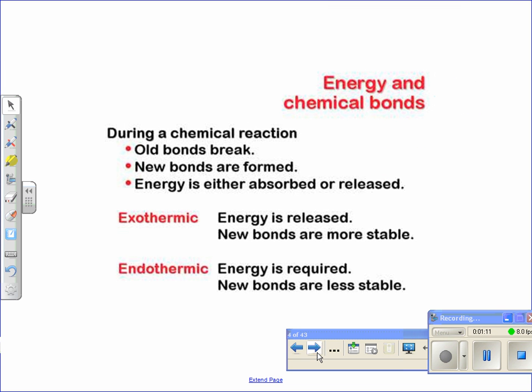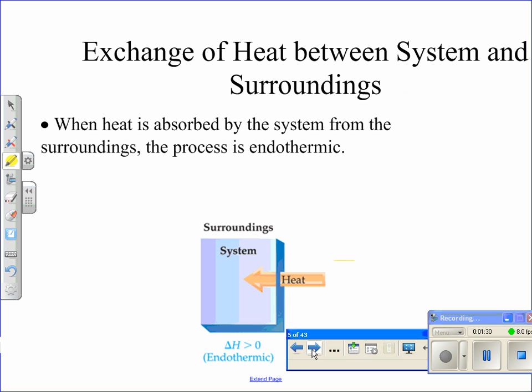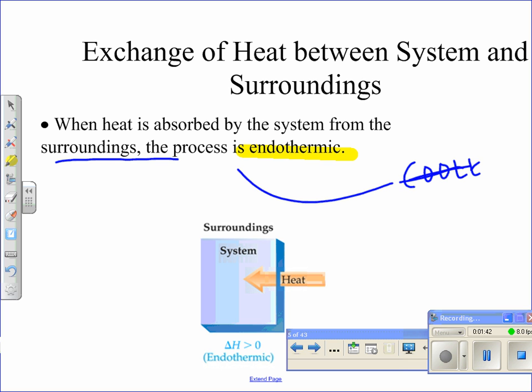During chemical reactions and an exothermic reaction, we just talked about how energy is released. New bonds are more stable whenever you form an exothermic reaction. Endothermic, energy is required to input into the system. New bonds are always less stable in an endothermic reaction. Okay, so heat flowing in, the process is endothermic. What does it mean for the surroundings? Whenever you have an endothermic reaction, it actually makes the surroundings cooler or colder, and the temperature drops.